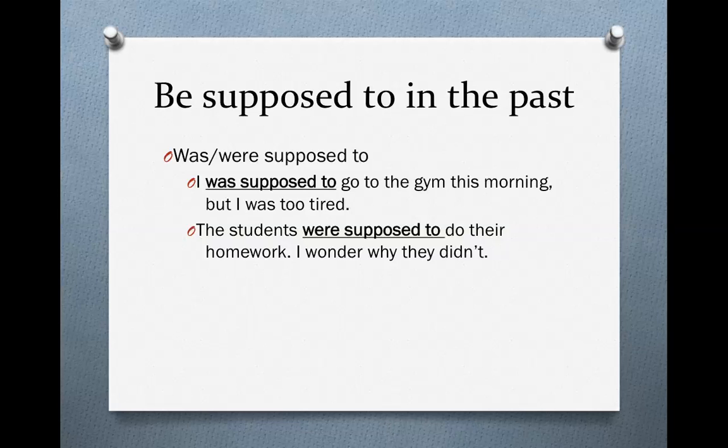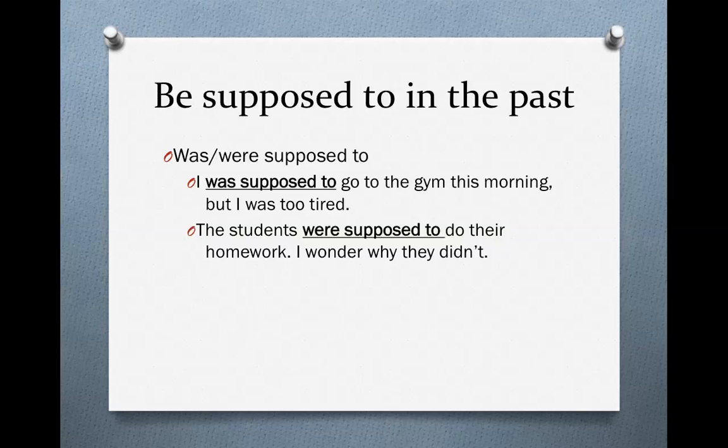What about be supposed to in the past? You know about it in the present. In the past, it has a slightly different meaning. To write be supposed to in the past, you use was or were plus supposed to. For instance, I was supposed to go to the gym this morning, but I was too tired. Now, if you say, in the present, I am supposed to go to the gym tomorrow morning, that means that's my plan. That's what I think I'm going to do. That's what I expect to do. That's probably what will happen. But when you use it in the past, it has a different meaning.